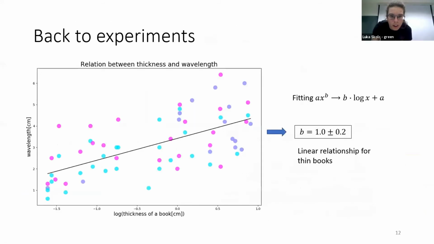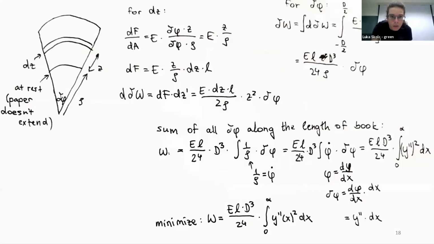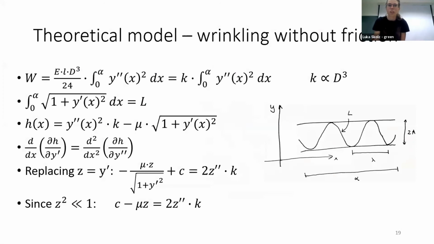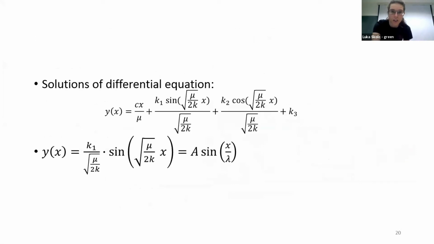We use Lagrangian. So this is how we got this sine function. We were using Lagrange multipliers and the Euler-Lagrange equation, and the solution was a sine function.